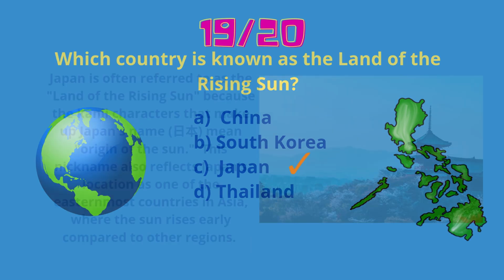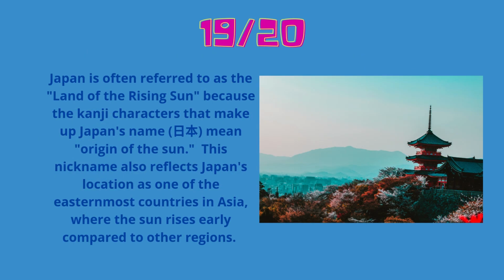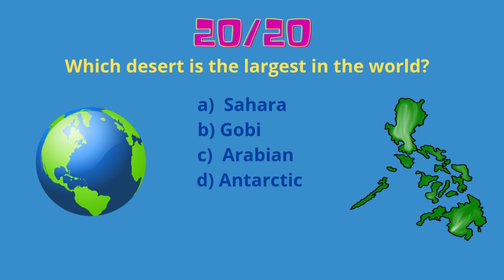Japan. Japan is often referred to as the Land of the Rising Sun because the kanji characters that make up Japan's name mean origin of the sun. This nickname also reflects Japan's location as one of the easternmost countries in Asia, where the sun rises early compared to other regions. Which desert is the largest in the world? Sahara, Gobi, Arabian, Antarctic.